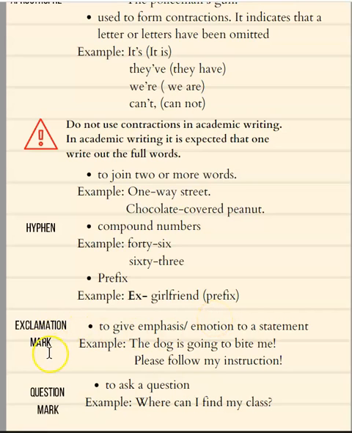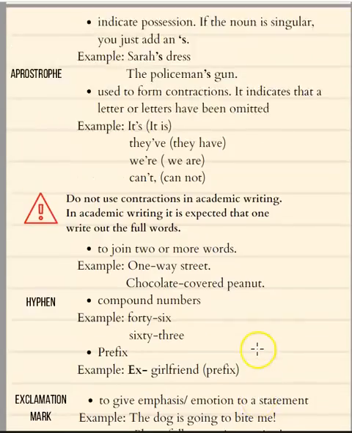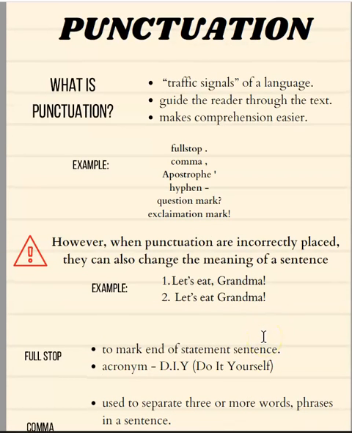Next is the exclamation mark. An exclamation mark is used to give emphasis or to show emotion. For example, you are very afraid, so you say, "The dog is going to bite me!" Or you want to give an instruction: "Please follow my instructions!" And then finally, the question mark. A question mark is used to ask a question. For example, you want to find your class, so you ask, "Where can I find my class?" You put a question mark in writing. So this is how you use punctuation when you write sentences, paragraphs, or even essays. Okay, so I hope you understand this. Thank you.